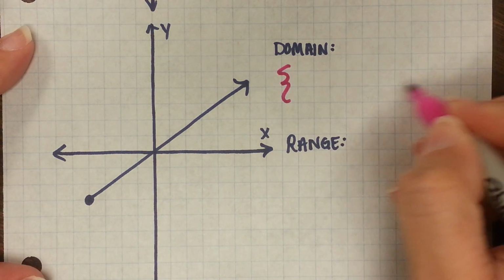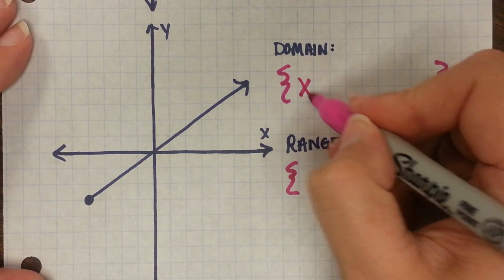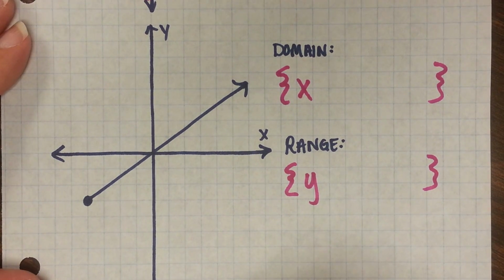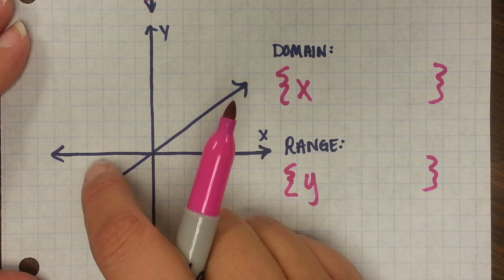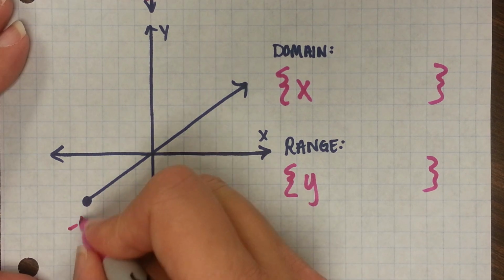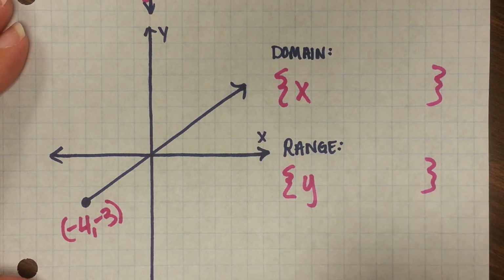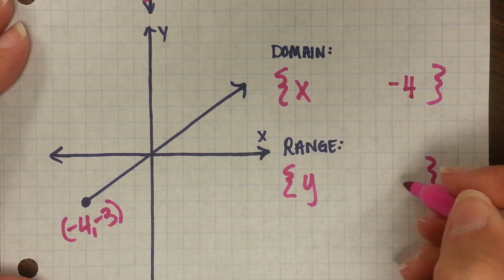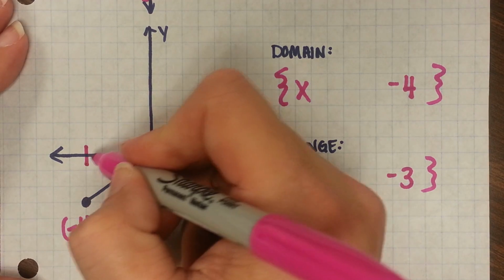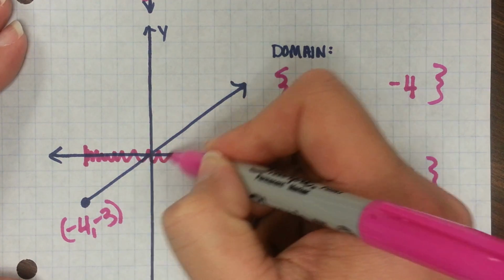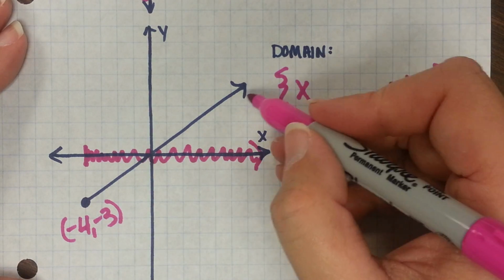Once again, we know the setup. We're going to have our x and our y for the domain and range. We need to know this point. So 1, 2, 3, 4, -4, -3, which tells us our x value and our y value. Now our x value started here and is going to continue in this direction as long as the arrow continues to go over to the right and up.